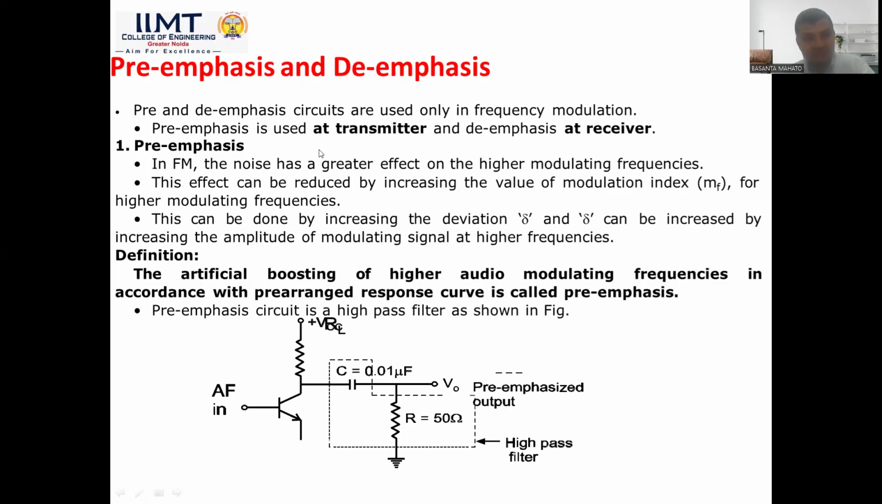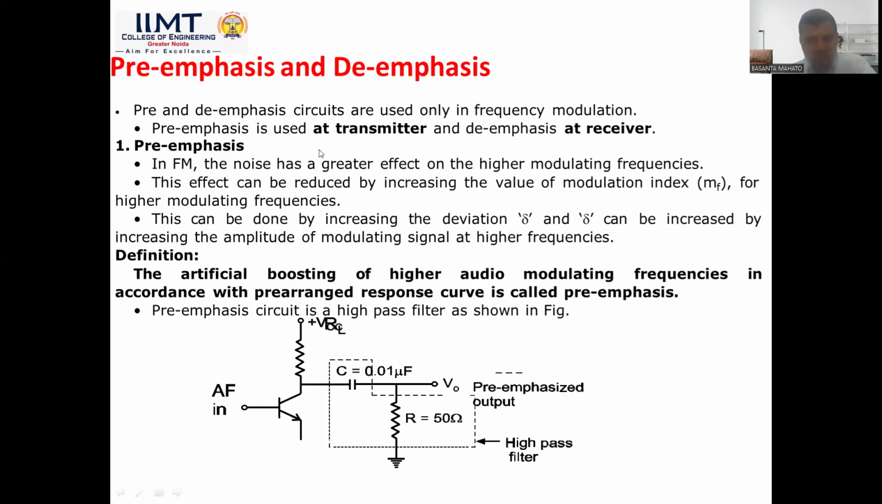Delta can be increased by increasing the amplitude of the modulating signal at high frequency. So what is the definition of pre-emphasis? The artificial boosting of higher audio modulating frequencies in accordance with a pre-arranged response curve is called pre-emphasis.